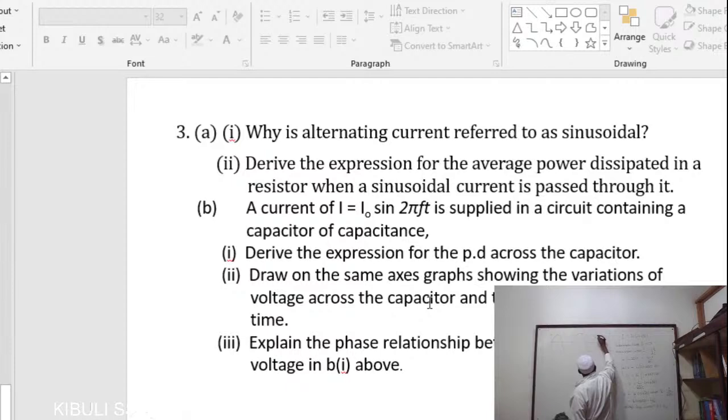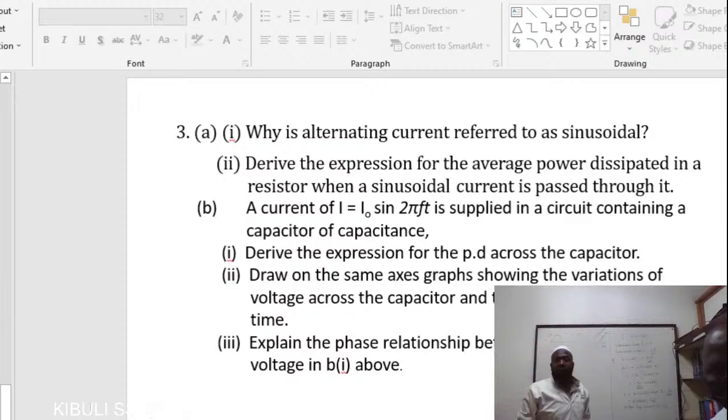The current is I naught cos wt, and then V naught sine wt. The voltage and current. Then this one is the peak value of the current. That expression is the peak value of the voltage against time.